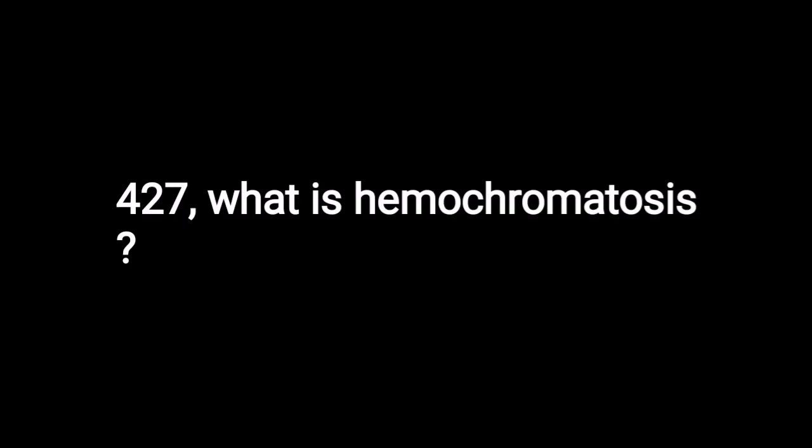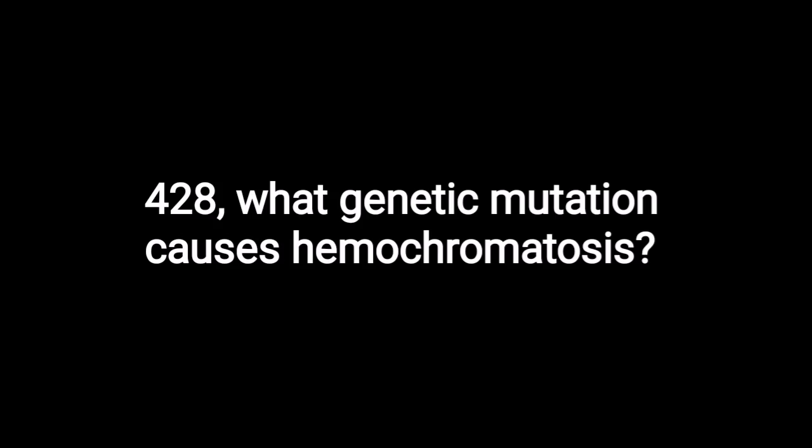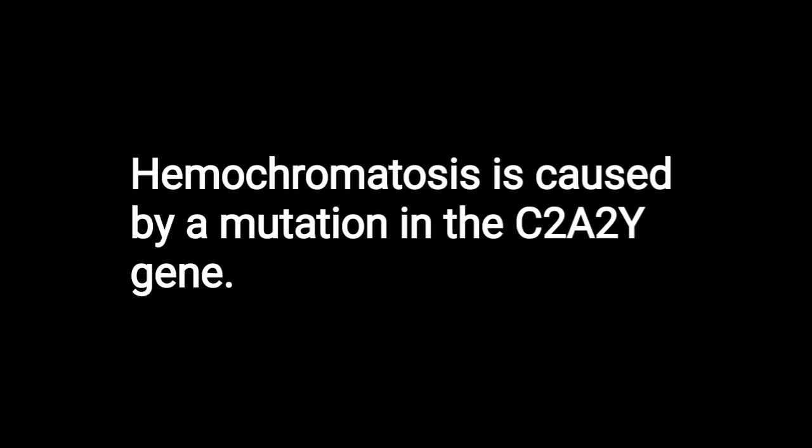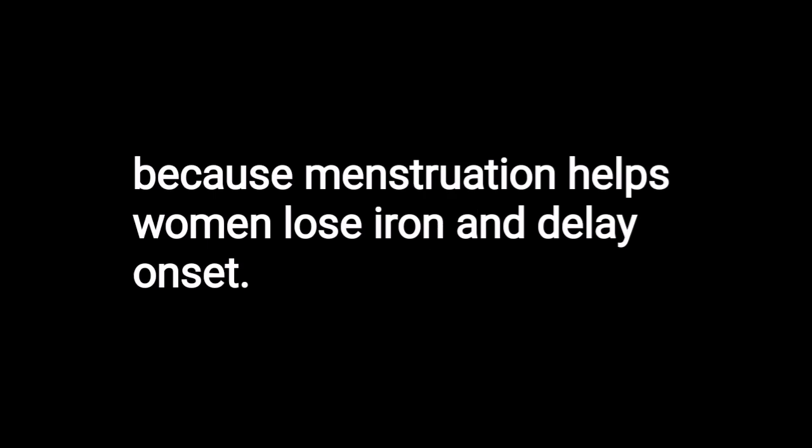427. What is hemochromatosis? Hemochromatosis is a genetic disorder causing excessive iron absorption and organ damage. 428. What genetic mutation causes hemochromatosis? Hemochromatosis is caused by a mutation in the HFE gene. 429. Why do men develop hemochromatosis earlier than women? Men develop it earlier because menstruation helps women lose iron and delay onset.